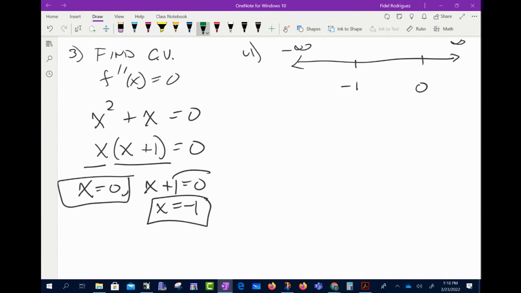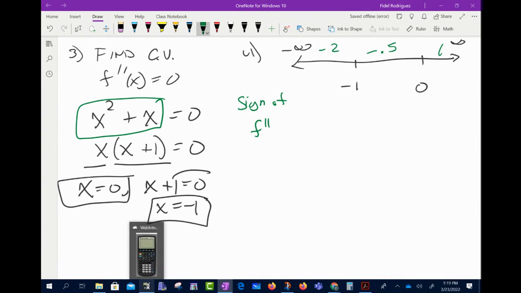We're going to pick our test values again. Okay. I need a value smaller than -1, -2. I need a value between -1 and 0, -0.5. And I need a number bigger than 0. 1. Okay, we're now going to look at the sign of f double prime. So we're going to look at the sign of the second derivative itself.